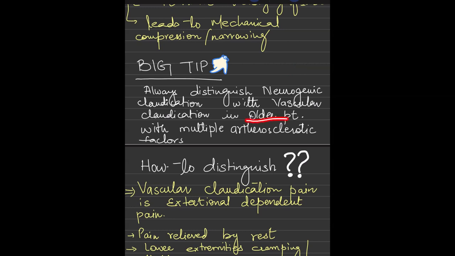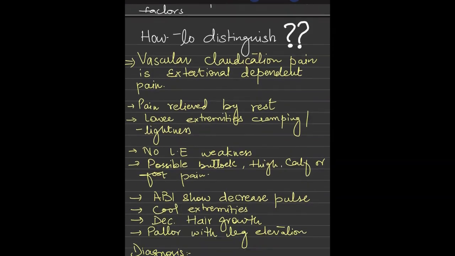Always distinguish neurogenic claudication from vascular claudication in older patients, because we all know that older patients usually have multiple risk factors for atherosclerosis. They have hyperlipidemia, they may have had cardiac problems in the past, or a stent done in the past. We don't know, they already have atherosclerotic risk factors. So it is possible that they have vascular claudication, and that's why they have pain, or it is neurogenic. How do we distinguish? The best is symptoms, and then ABI, ankle brachial index.